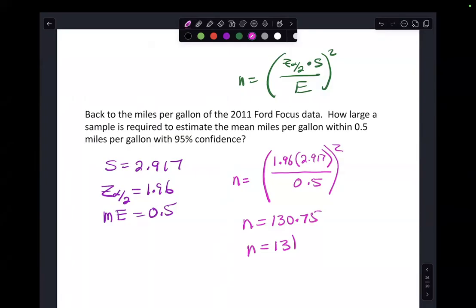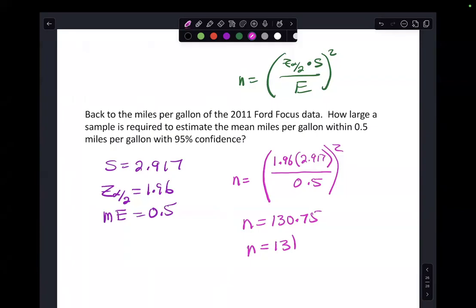Good job. All right. So we would need to randomly select 131 Ford Focuses. I guess focuses, Ford Focuses, because the plural of focus in math is foci, but this is a Ford Focus, so I guess it's focuses, but I'm uncomfortable with that. All right, but we would need to randomly select 131 Ford Focuses, Ford foci, in order to get that confidence interval and the level of confidence.